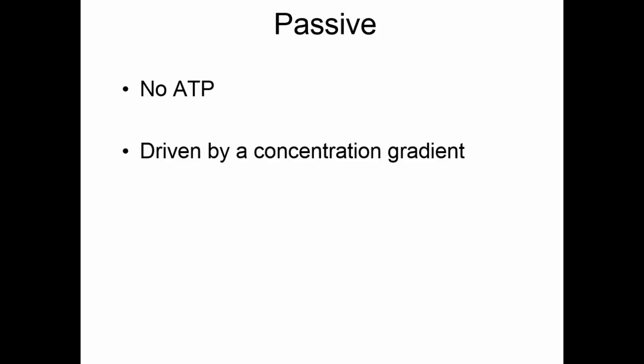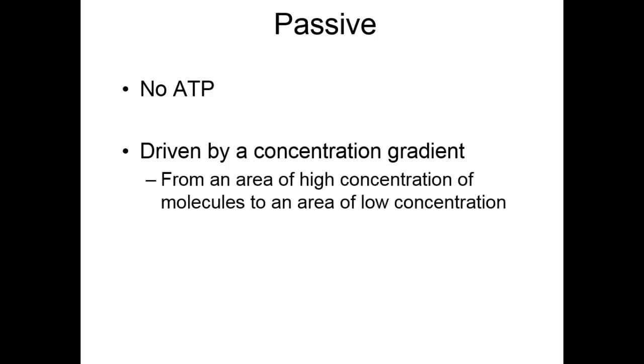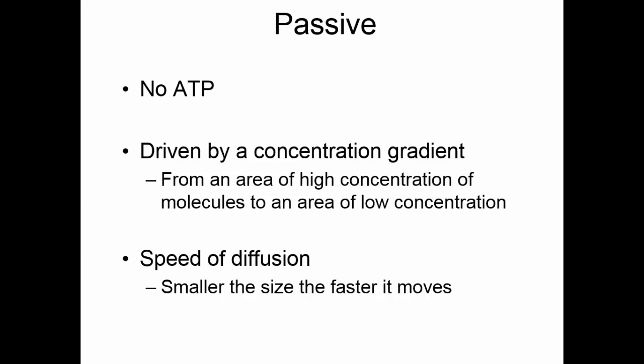Passive processes require no ATP. They are driven by a concentration gradient. We're going to move downhill. We're going to move from an area of higher concentration of a molecule to an area of lower concentration of that molecule. How fast a molecule moves depends upon its size and its solubility. Smaller molecules move faster than larger molecules.